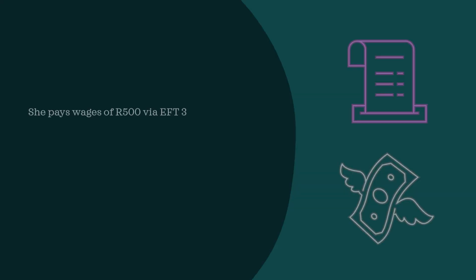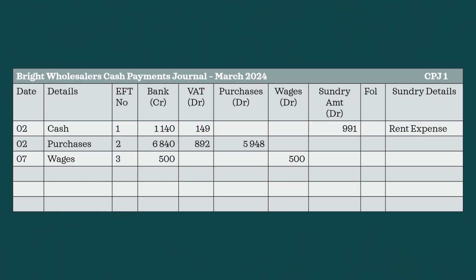She pays wages of 500 rand via EFT 3, so would this be receipt or payment? We know that with EFT it's a payment. So on the 7th she paid wages, it was EFT number 3. We credit the bank with 500 rand, there's no VAT, and wages will be debited with 500 rand.